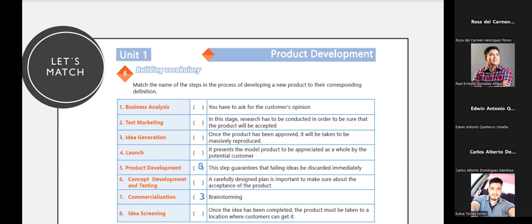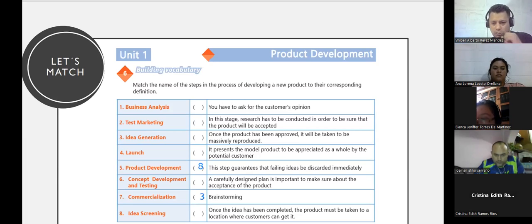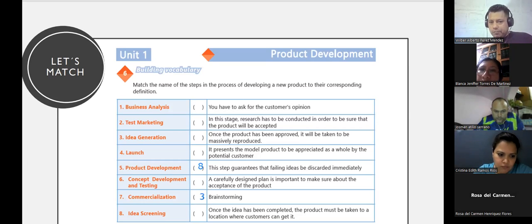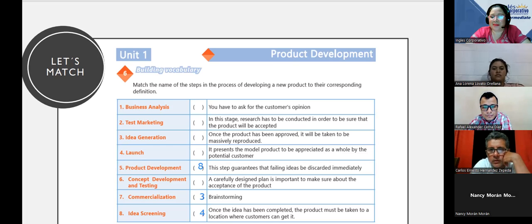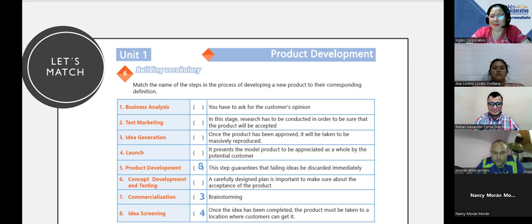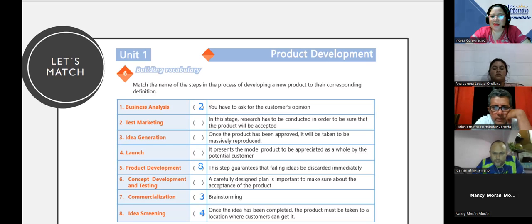Launch. It will be the last, maybe. The last one. Is the last one. Once the idea has been complete, launch. Okay. That's marketing. Is the number one. You have to ask for that customer. Yes. Launch, maybe, once the product has been approved, will take. But I put in the last one.